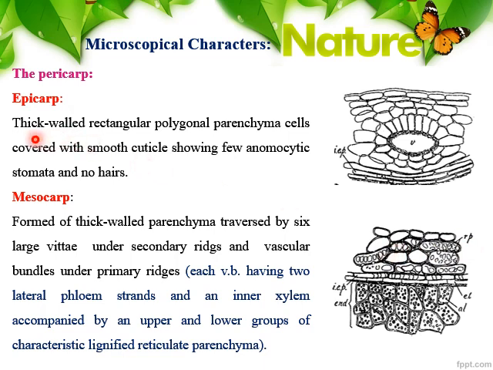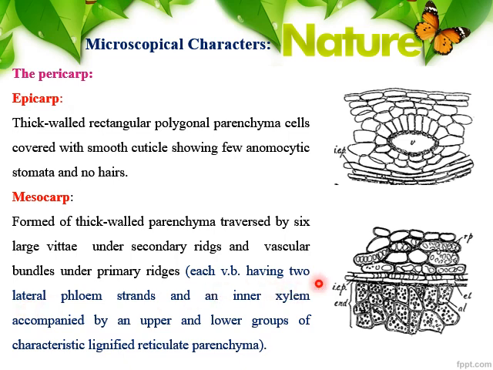So the epicarp is thick-walled, rectangular, polygonal in surface view, covered with smooth cuticle and showing few anomocytic stomata. This is the epicarp on the secondary region with vitta below. The mesocarp formed of thick-walled parenchyma traversed by 6 large vittae. We have 4 under 4 secondary ridge and 2 on the commissural surface, and 5 vascular bundle under primary ridge.